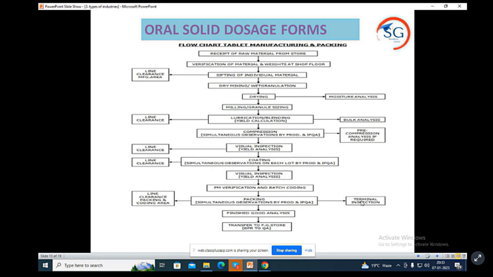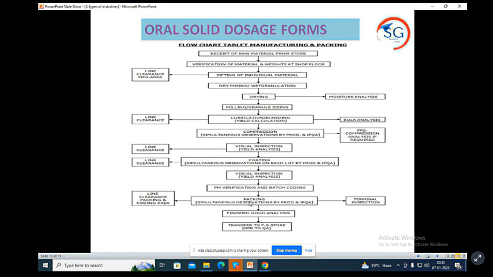And terminal inspection. Terminal inspection means at the end, and also online, of the packing activity, you should carry out the inspection. Once the packing is done, the IPQA person will collect the samples for analysis, reserve samples, control samples, stability samples, and all microbiology samples. They should be collected and sent to the QC.